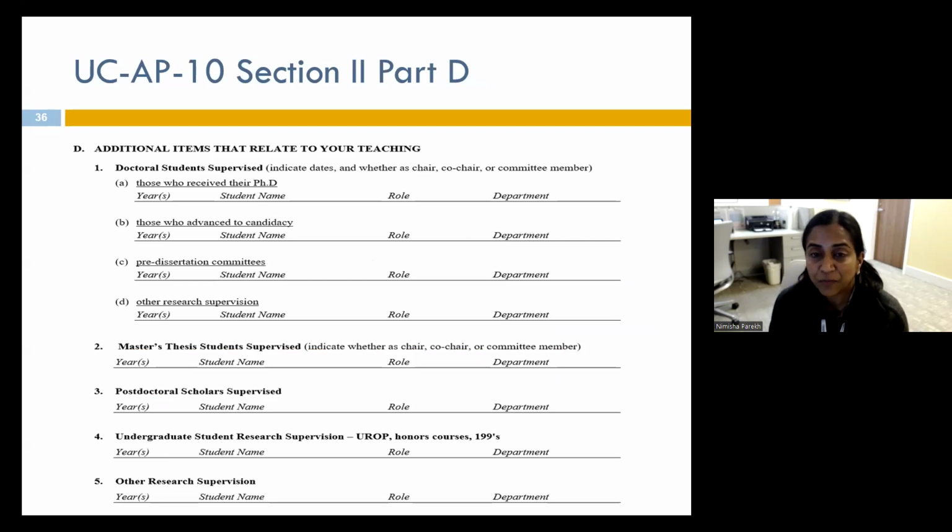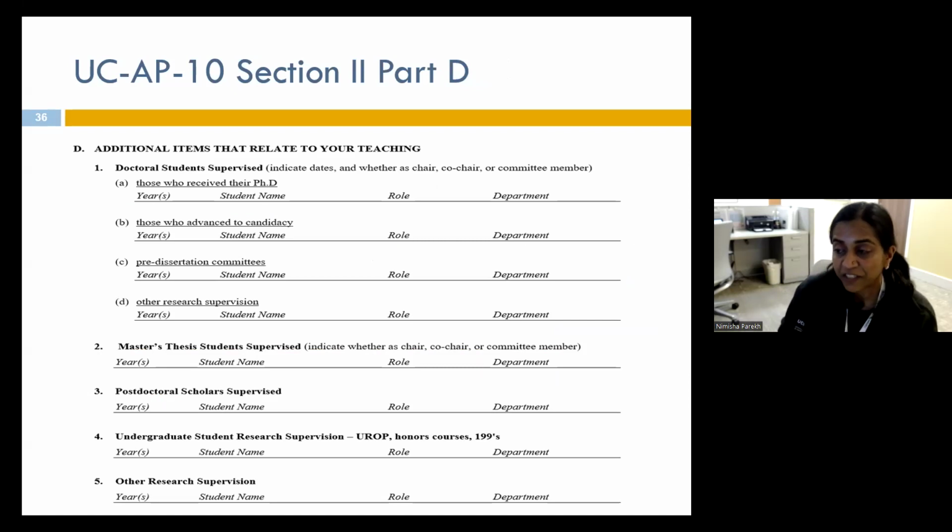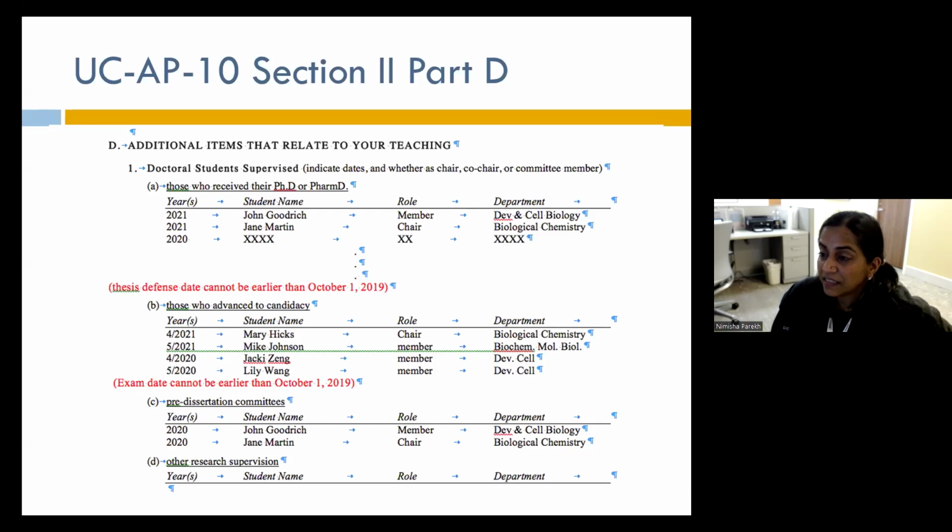Now, Section 2, Part D is if you are teaching doctoral students or master's thesis students. Many of you supervise undergraduate students. So under part number 4, it says undergraduate student research supervision. If you have a Bio 199 student, if you're involved in the UROP program, or if you're mentoring someone, this is the section to put undergraduate students. And if there is other research supervision that you're doing, section number 5 is where to put that. So this is an example of additional teaching.